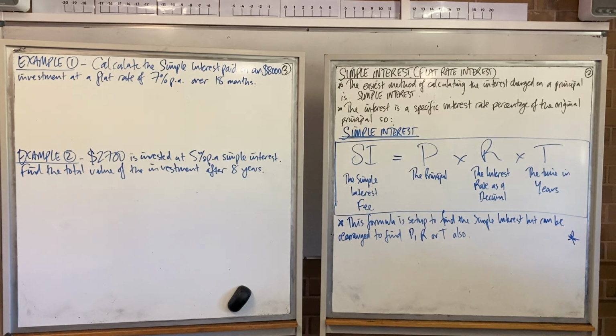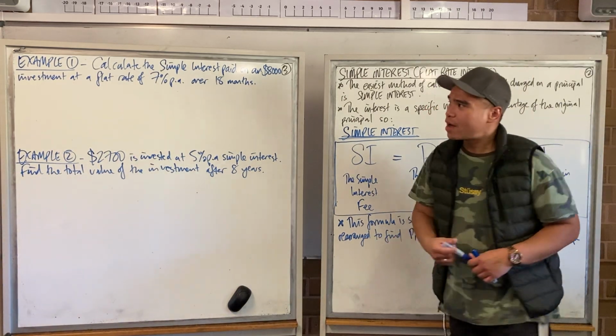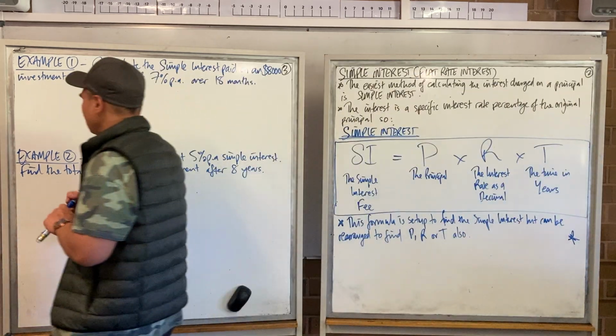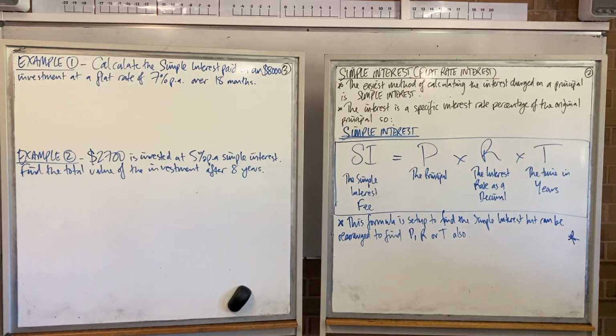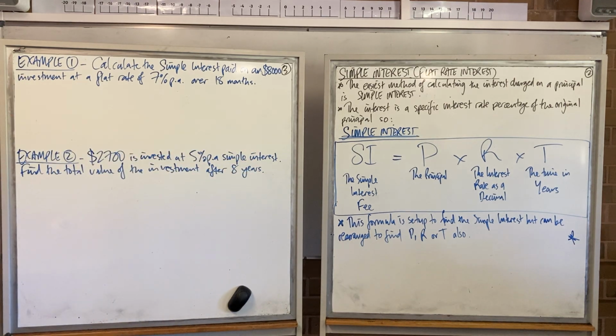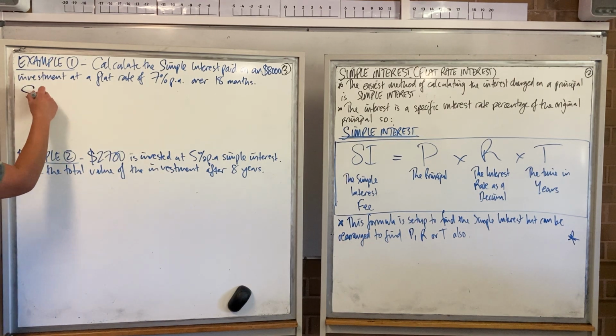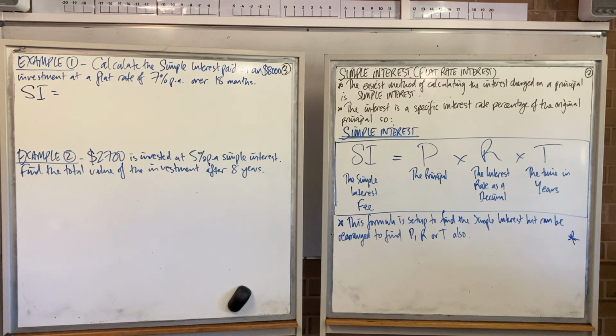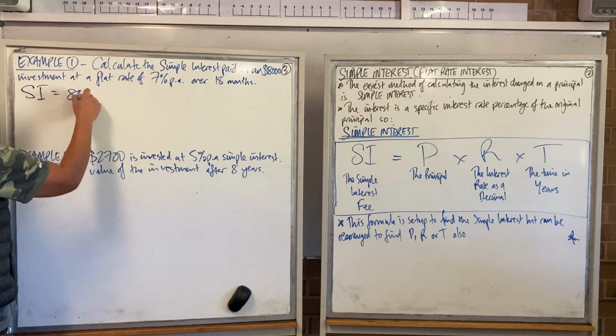Right, calculate the simple interest paid on an $8,000 investment at a flat rate of 7% over 18 months. So what is it asking you to find out of those four things in the formula? The simple interest. And that's what the formula is set up to work out. So SI is equal to, what's the P? 8,000. 8 grand.